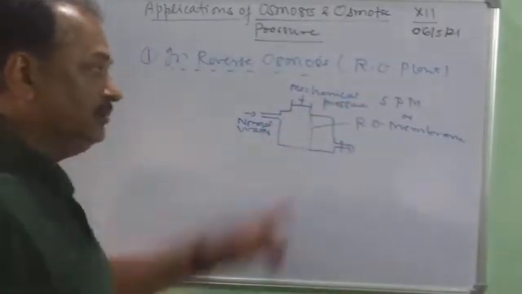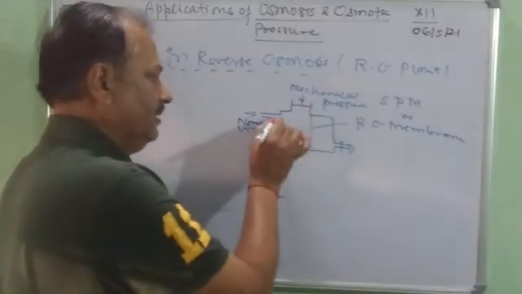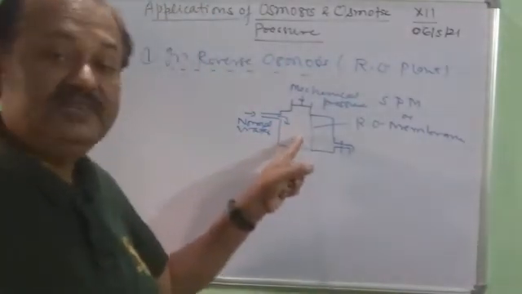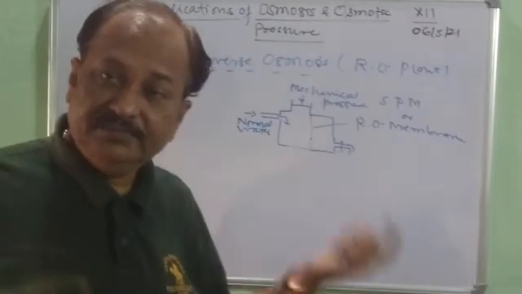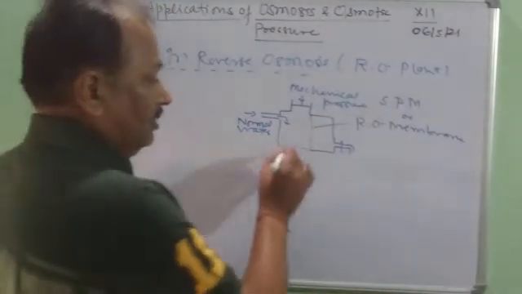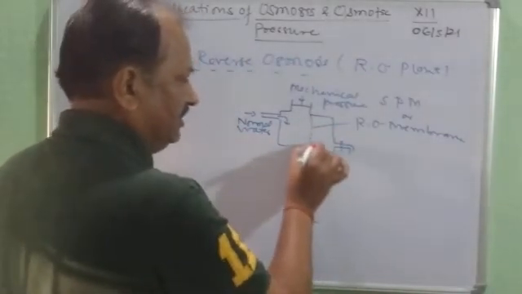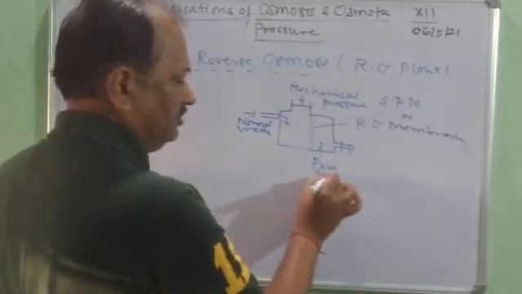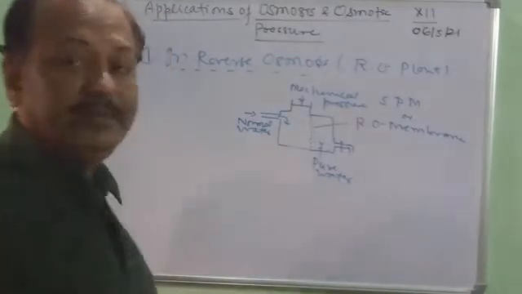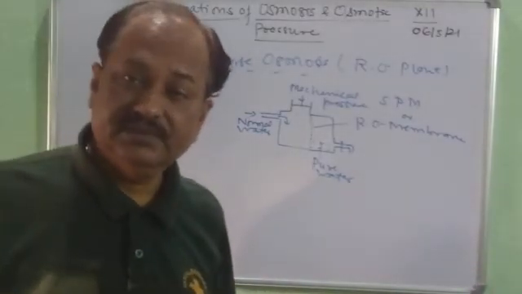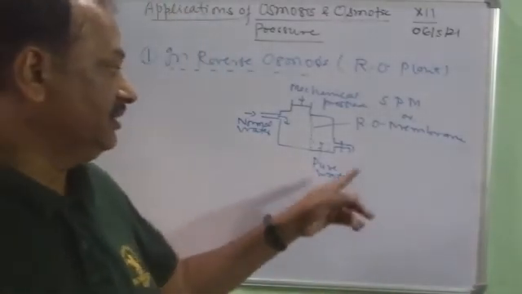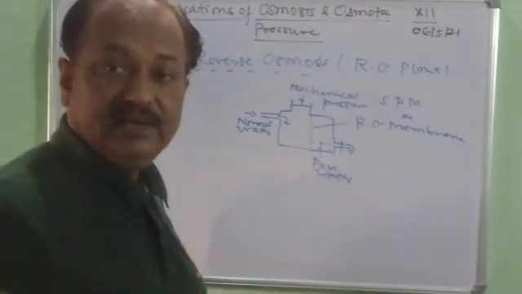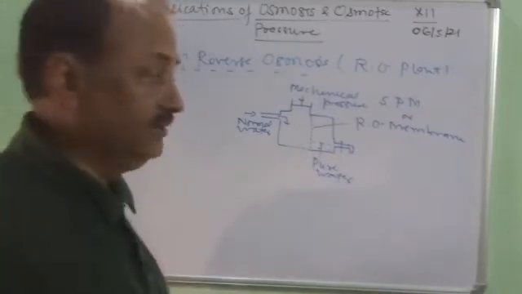So on applying mechanical pressure on this side, what happens? Due to high pressure, the water on this side is pure water. So pure water, or water containing the permissible salt, is allowed to be collected here, and we can take it here. So this is the simple application of the RO plant.